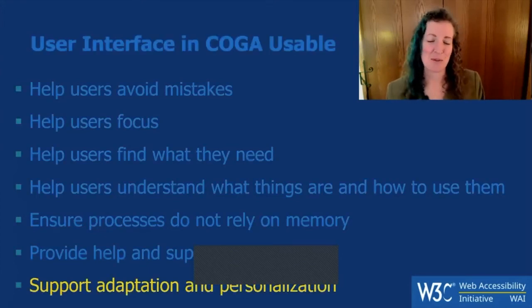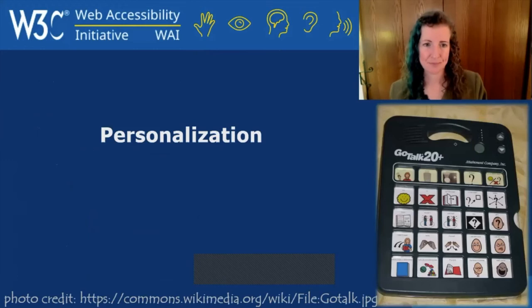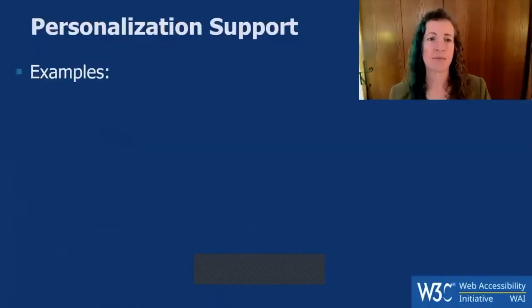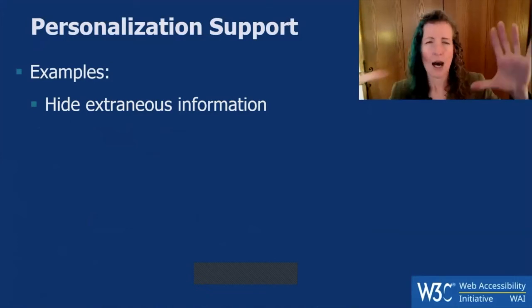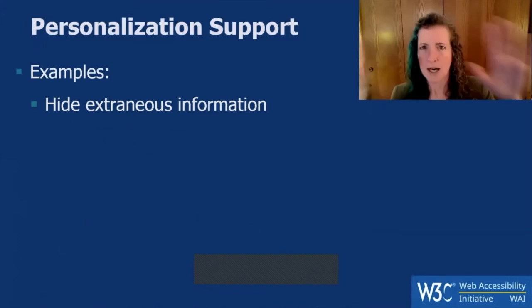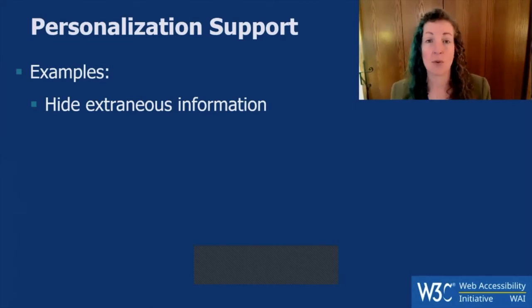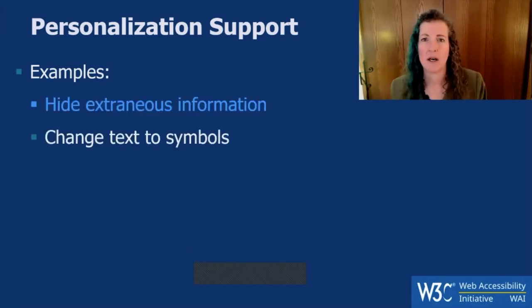I want to talk a little bit more about the last one, support adaptation and personalization. At W3C, we have projects working on personalization. Some examples of personalization. Let's say you get easily distracted, and you're looking at a web page, you want to hide the extra information that you don't need to complete the task. That's an example of personalization. So you can't read text and you use symbols. That's an example of personalization.